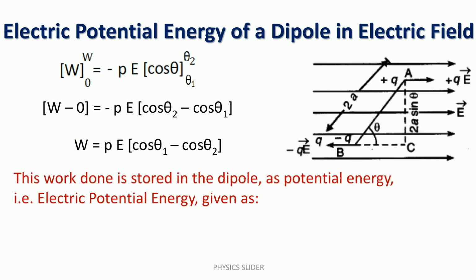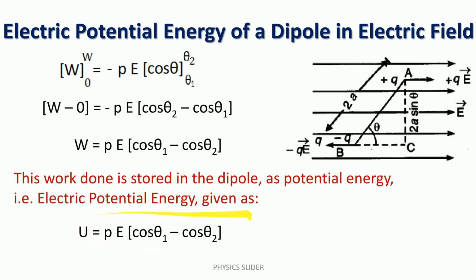This work done is stored in the dipole as potential energy, that is electric potential energy, which will be given as U is equal to Pe (cos theta 1 minus cos theta 2). So this is the expression for the electric potential energy of a dipole in uniform electric field.